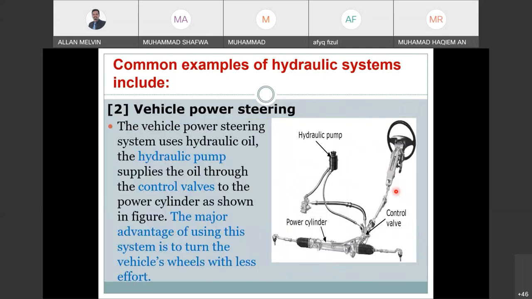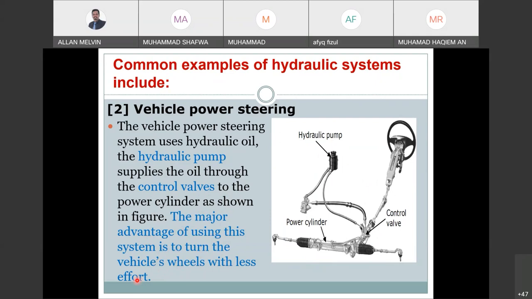Okay, the second example is the vehicle power steering. So they are connected to the hydraulic pump and power cylinder. So when you move, the oil will help you to apply a small force ataupun small turn dekat steering wheel and your tire or the wheel will start to move. Okay, the hydraulic pump supplies the oil through the control valve, so there's a valve, to the power cylinder shown in the figure. The major advantage of using this system is to turn the vehicle wheels with less effort.